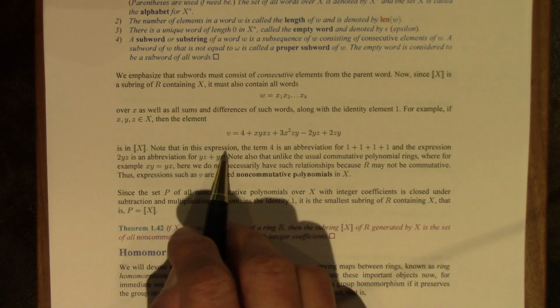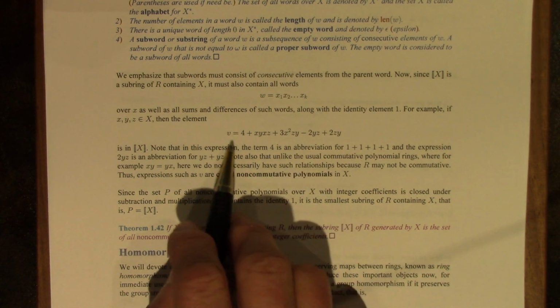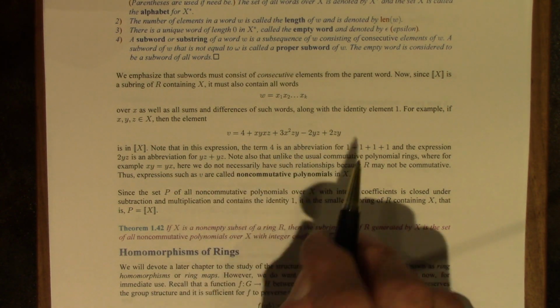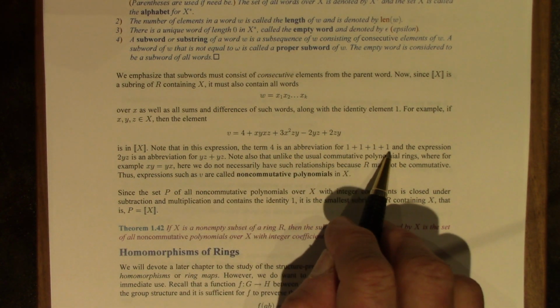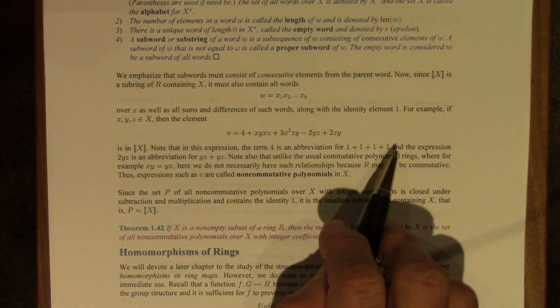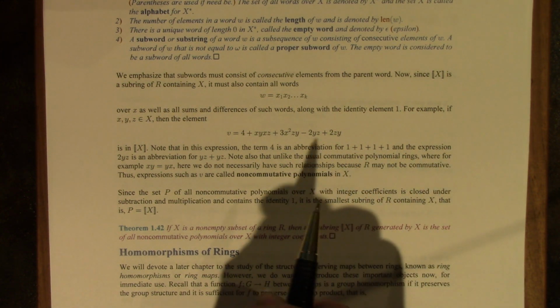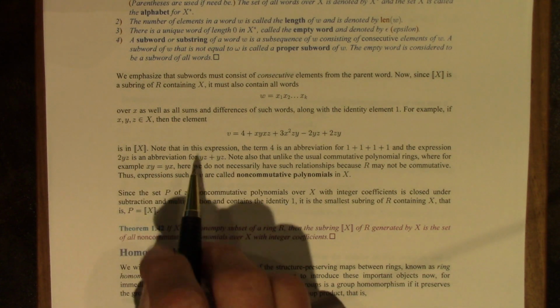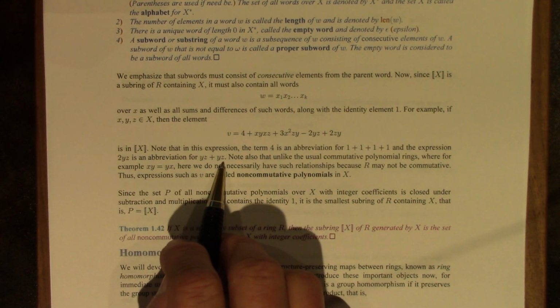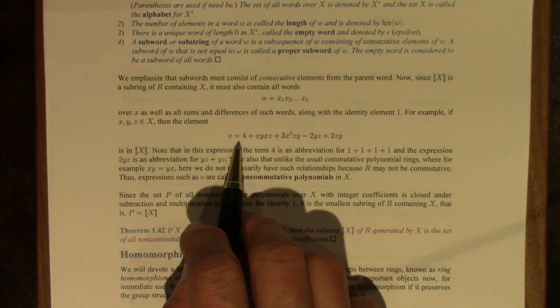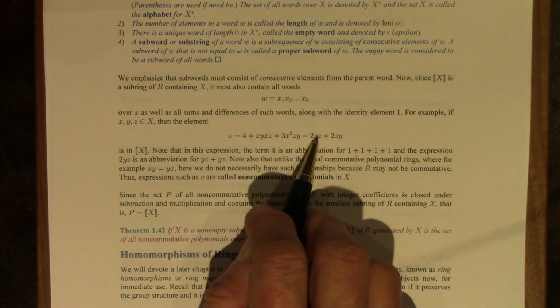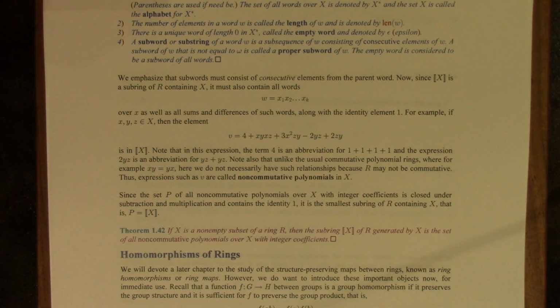Now, let's note a couple things about this. First of all, there's some abbreviations going on here. 4 is an abbreviation for 1 plus 1 plus 1 plus 1, a welcome abbreviation. And 2yx is an abbreviation for yx plus yx. So we will allow integer coefficients, and now we understand what they mean.